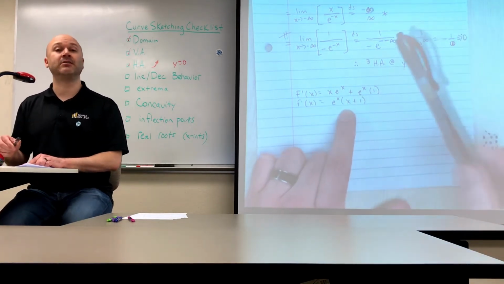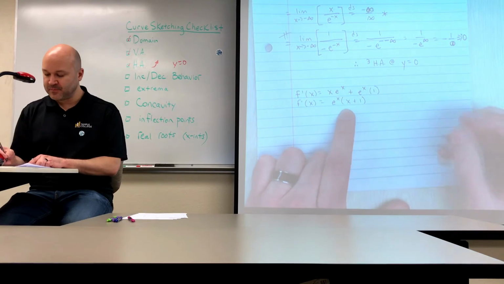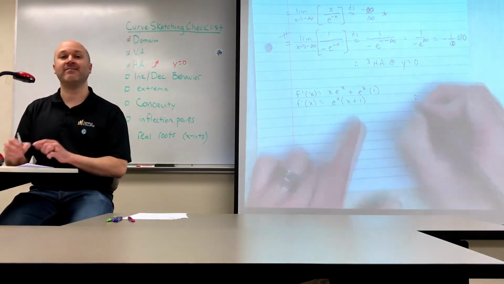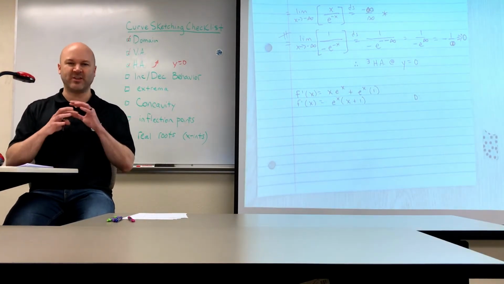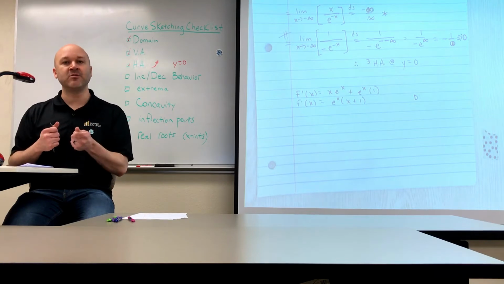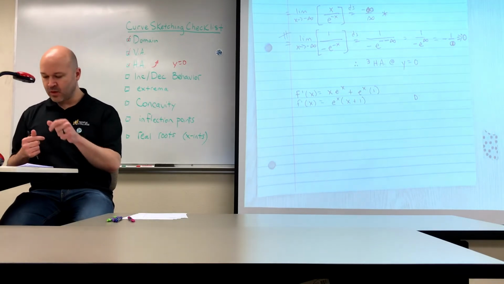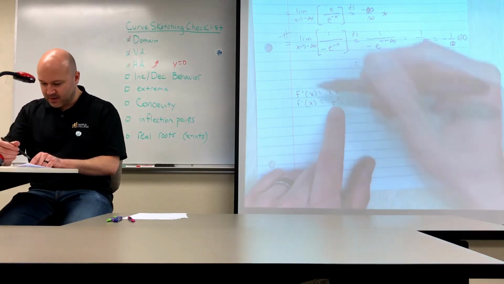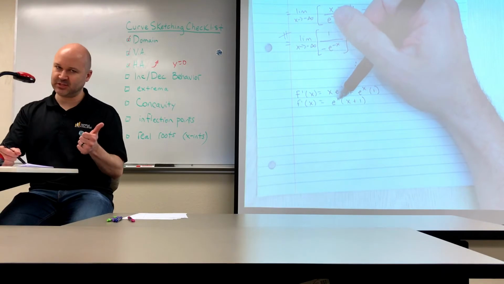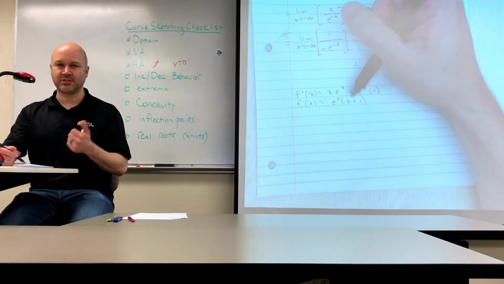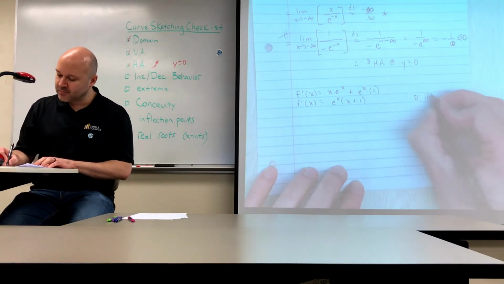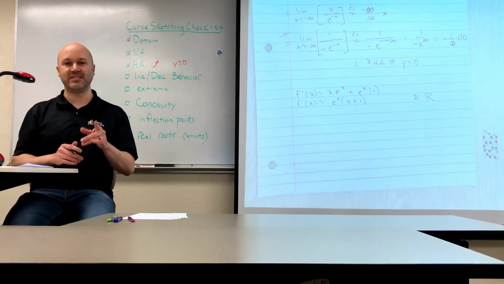Now, I'm supposed to take a look at the domain again. If I have any sort of new domain restriction, that will be a critical value and an opportunity for the increasing and decreasing behavior to change. So, domain. Exponentials, still good. Linear, still good. I'm good. All real numbers, no critical values yet.